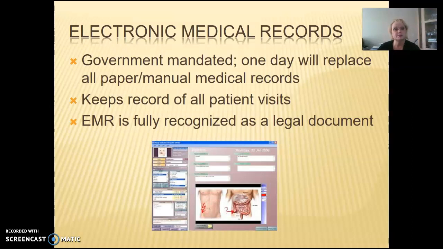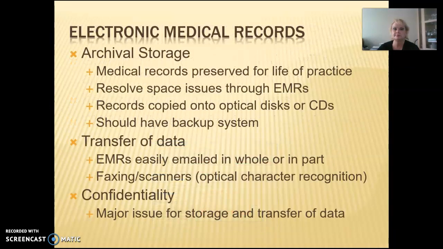But just like paper charts, an EMR medical record is fully recognized as a legal document. With EMRs, you free up a lot of space. The only thing is switching to computers is really expensive, so that's kind of a downside. And you always have to back up your system. So your IT department will do that so you don't lose any charts.